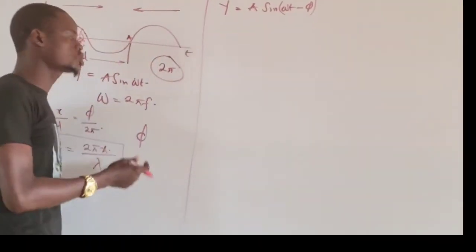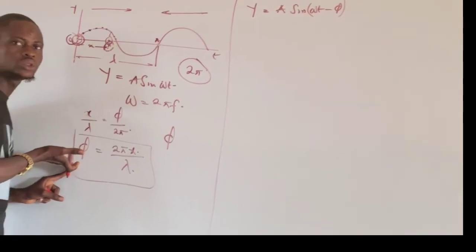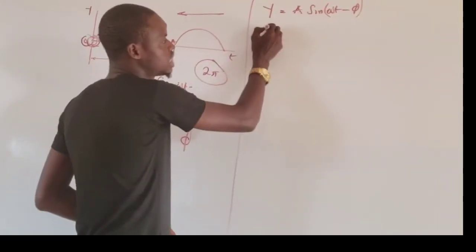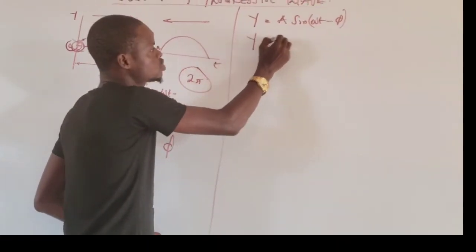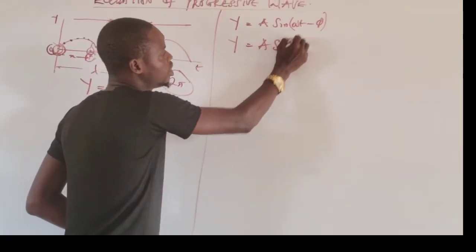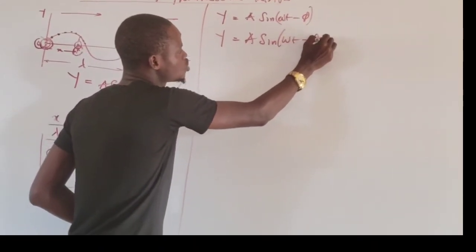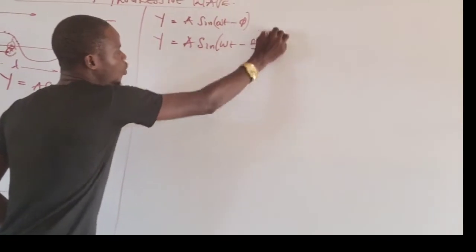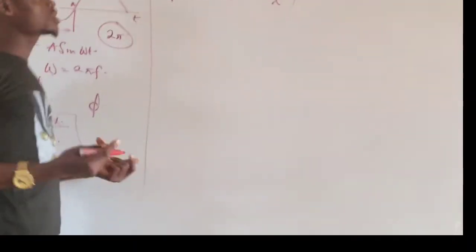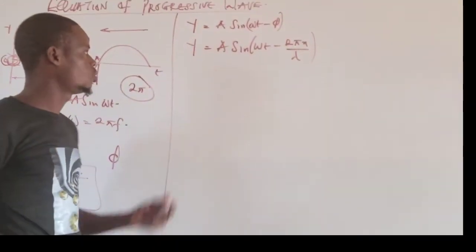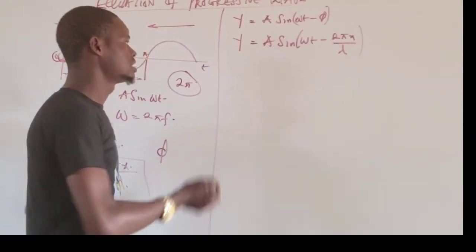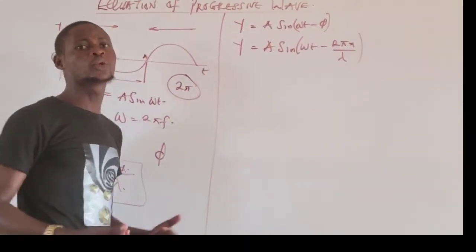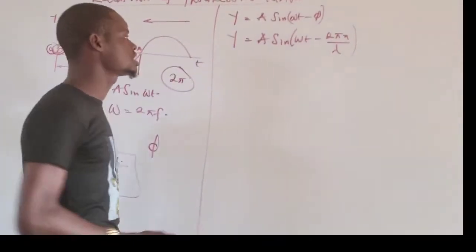Now, if I substitute the value of this phase angle into this equation, I can easily have y equals a sine (Wt minus 2 pi x over wavelength). Now, from here, we can easily get something nice. What can we get that is nice here? The general equation of the wave can be gotten from here. And how do we get this?